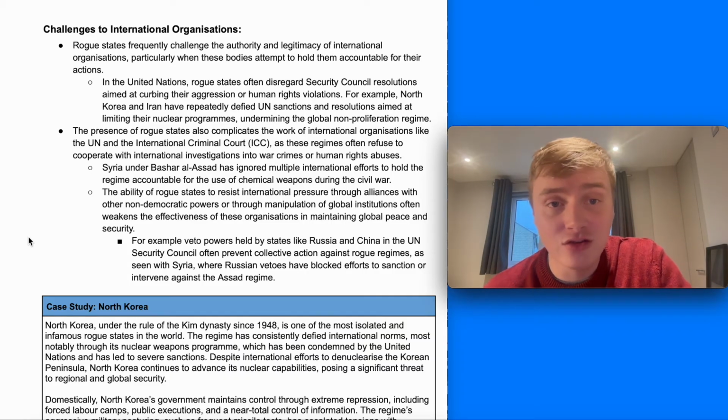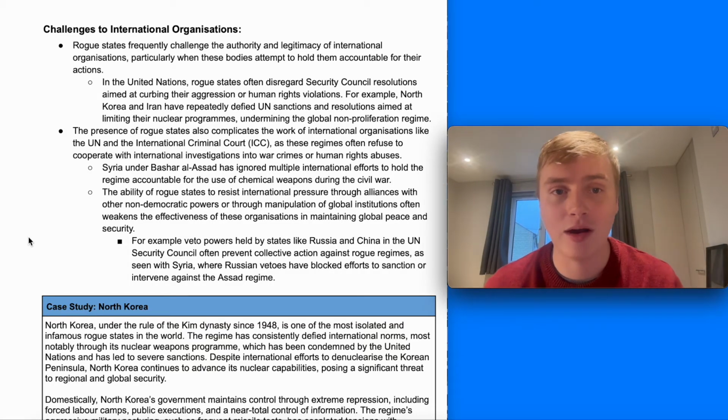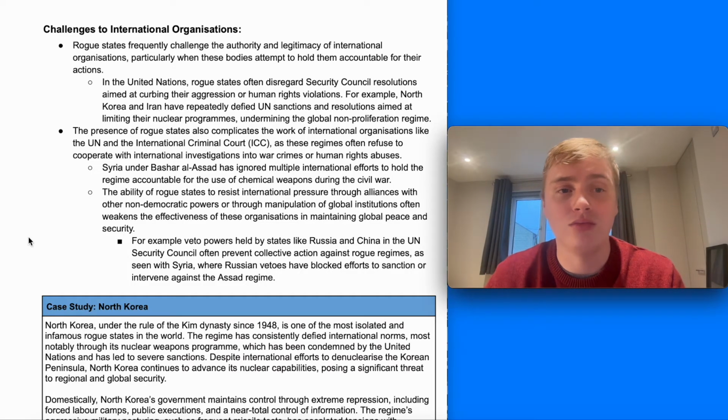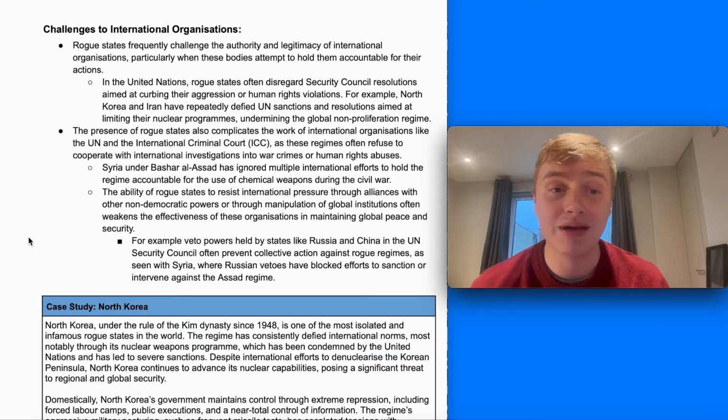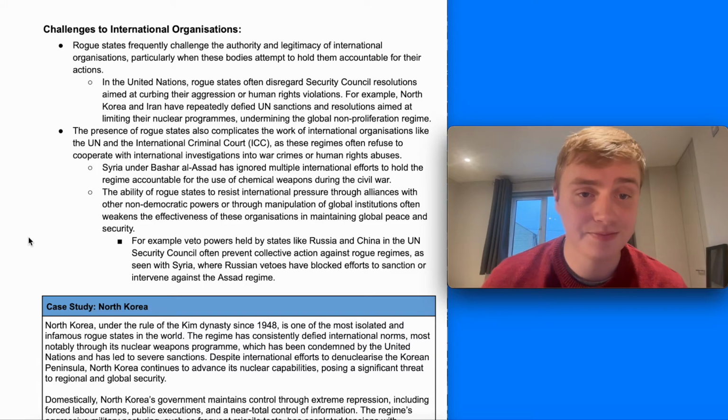So in the United Nations, rogue states disregard Security Council resolutions aimed at curbing their aggression or human rights violations. For example, North Korea and Iran are really good examples of this, that repeatedly defied US sanctions and resolutions aimed at limiting their nuclear programs.